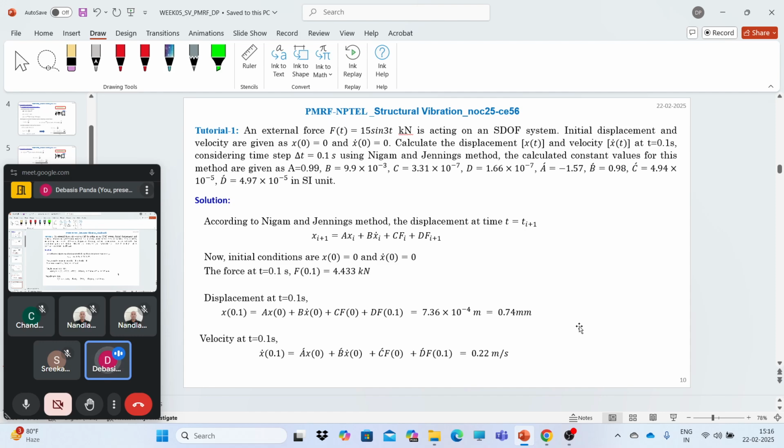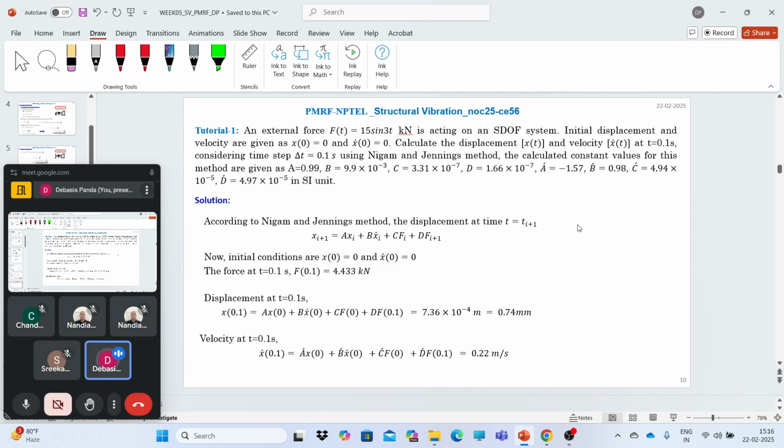It's starting from the complete rest position. That means both initial displacement and initial velocities are 0. Now calculate the displacement x of t and velocity at t equals 0.1 second, considering the time step also given as 0.1 second, using the Newmark and Jennings method.